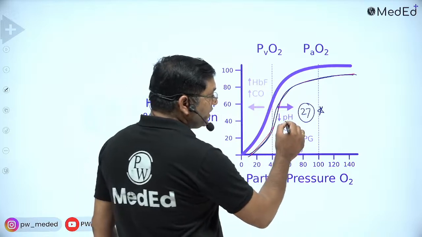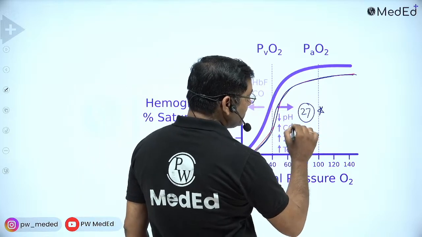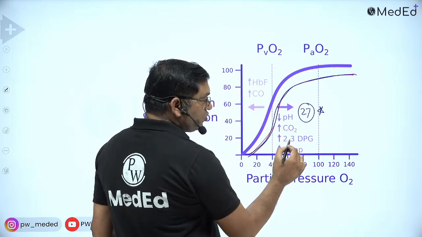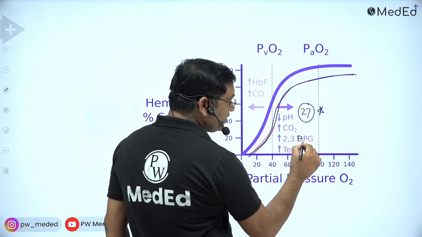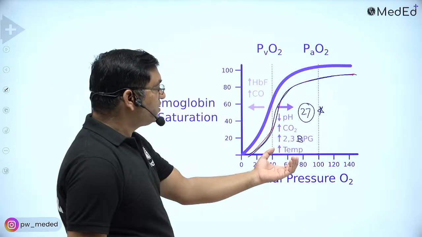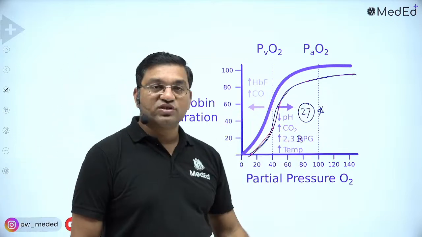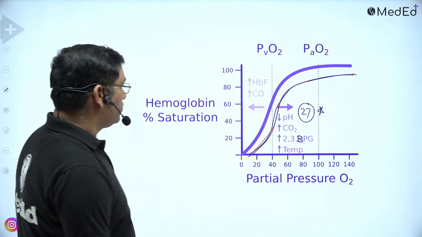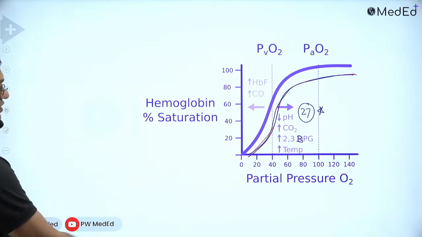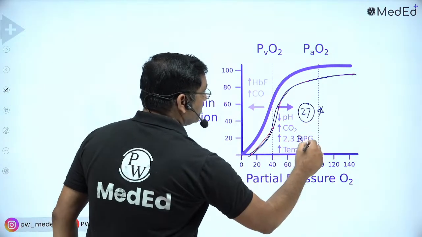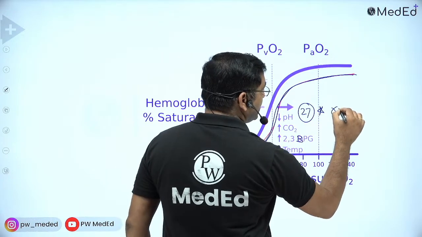So see, increase in the H ion concentration or decrease in the pH, increase in CO2, increase in 2,3-bisphosphoglycerate, and increase in the temperature. These are the negative effectors which shift the dissociation curve to the right. Okay. This is an MCQ. This is an important point. So the curve is shifted to the right.